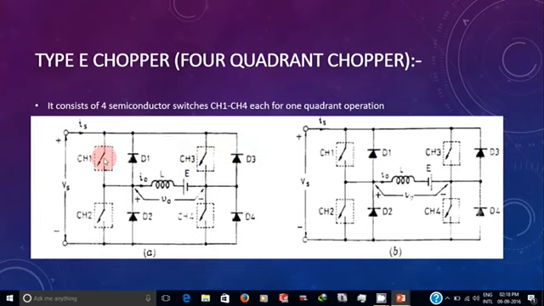It has four switches: CH1, CH2, CH3, CH4, and each switch is operated for each quadrant operation. For example, CH1 is operated for first quadrant operation, CH2 for second quadrant, CH3 for third quadrant, CH4 for fourth quadrant. Here, for the first two quadrants, the polarity of the E will be like this.